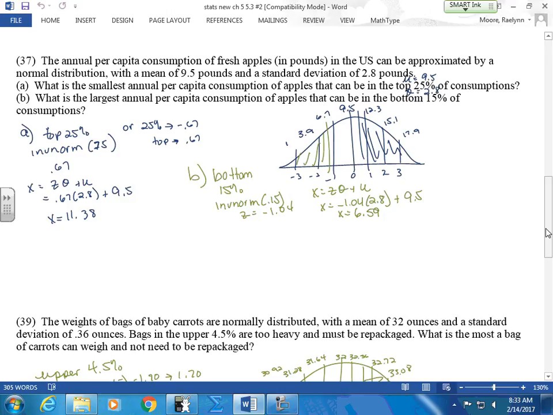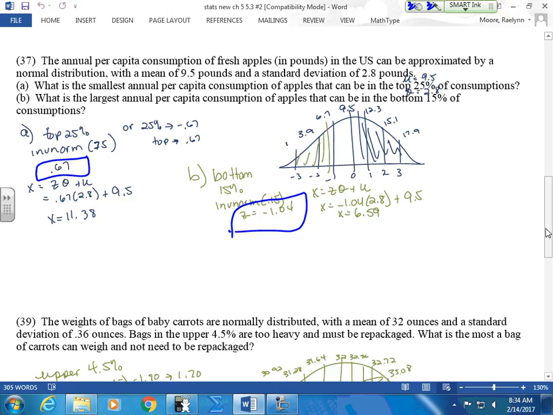Bottom 15%, bottom 15 is nice. It's coming from the left. Area is always to the left. So 0.15, I just plug it in my calculator: inverse norm, 0.15. As you can see, these are the critical parts. The rest of it fits right into my formula. Makes sense. That's why I like you to shade.